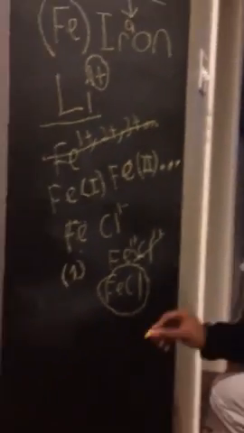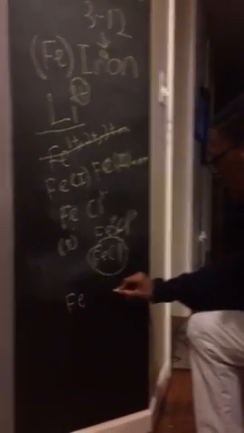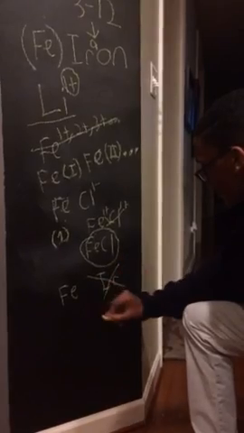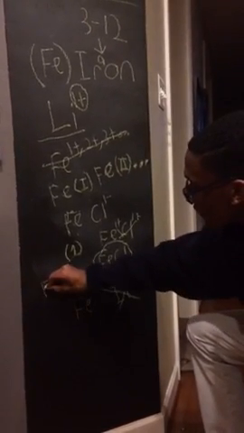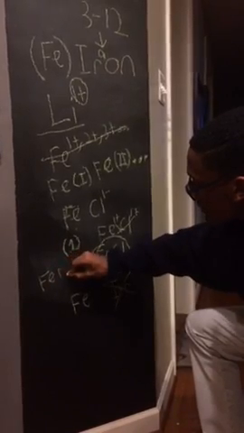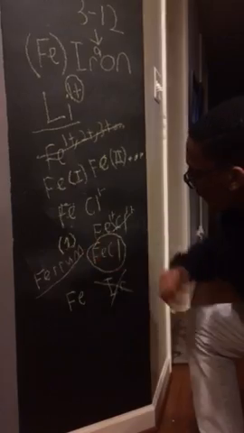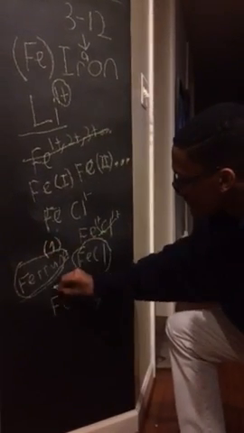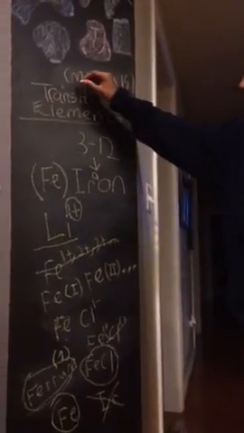Fun fact about iron: the reason why it's written Fe and not Ir is because the Latin name for iron is ferrum, and Fe is the abbreviated version of ferrum. And that's all for transition metals.